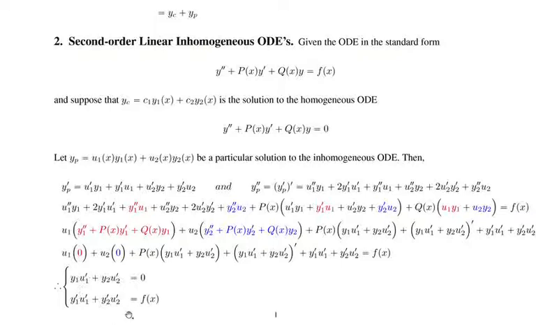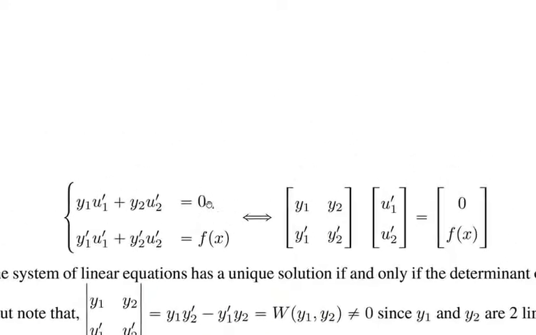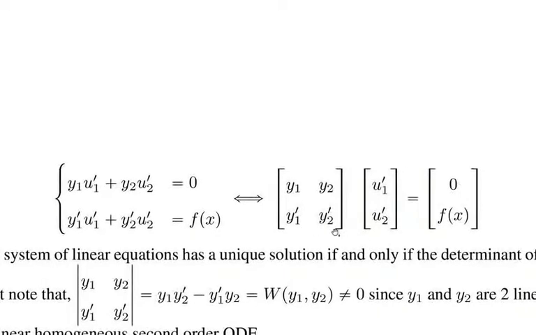But the question is, will the system always have a solution? Can we find what u1 prime and u2 prime are? Recall from linear algebra that this system can be written in matrix form. We can write it as the matrix y1, y2, y1 prime, y2 prime multiplied by the vector of unknowns u1 prime, u2 prime, equal to the right hand side vector, which is 0, f of x. So those two are equivalent, one in equation form, the other in matrix form.